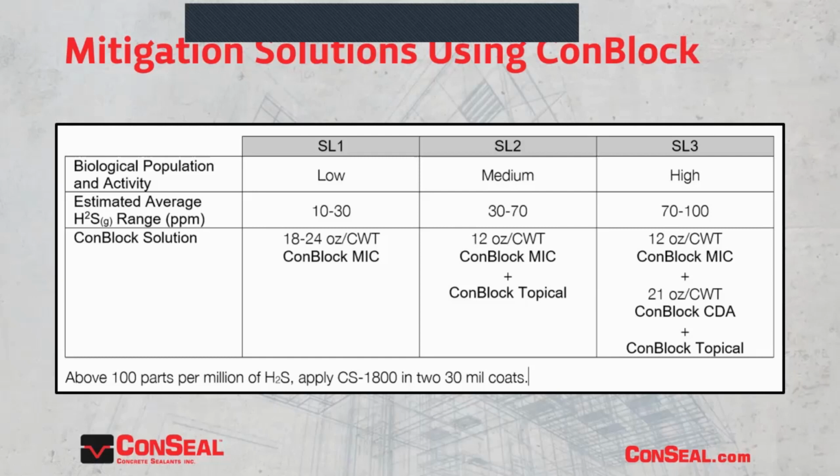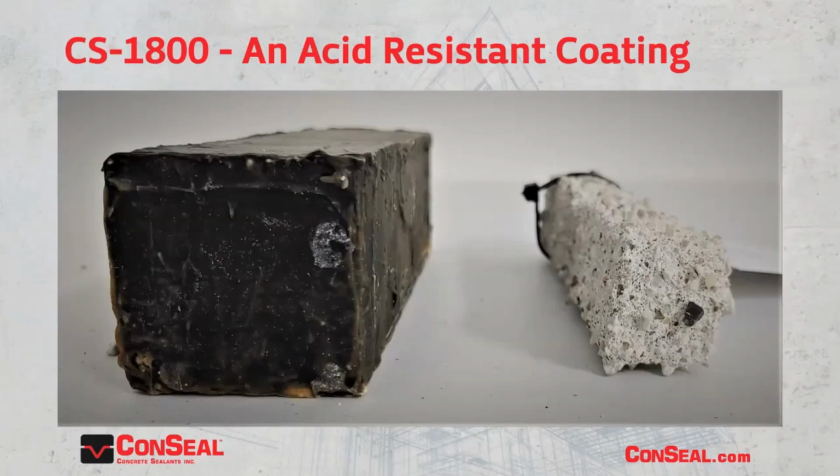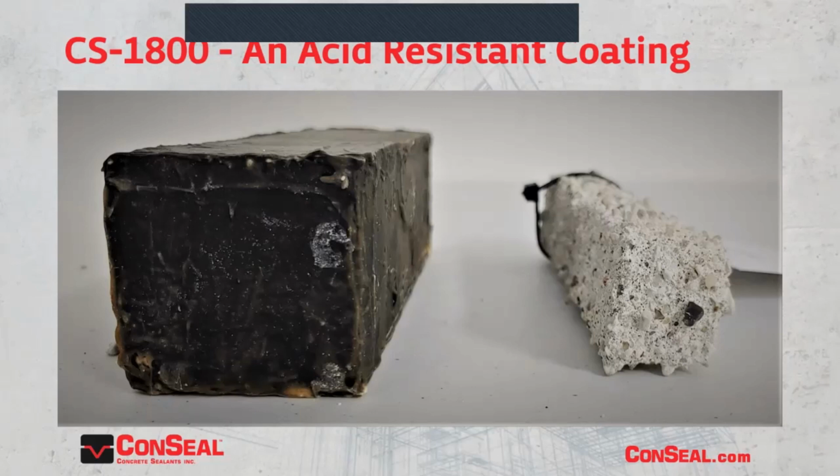But there are times where you may have even higher corrosion potential than that. In that case, we would suggest that you apply 2 30 mil coats of CS 1800, our coating for acid protection. And just to show you again that photo, this is CS 1800 on the left after 90 days in 0.5 pH sulfuric acid. So this particular protective system is going to provide you with the most acid resistant protection if you consider that your system is going to go into stage 3 corrosion.